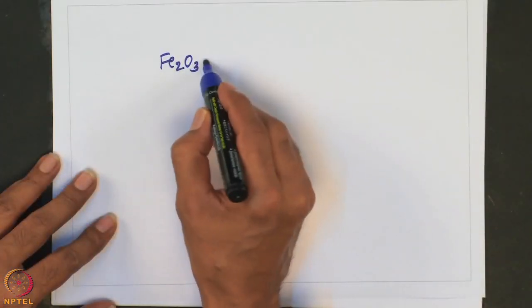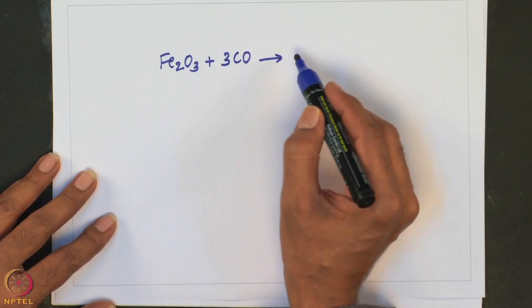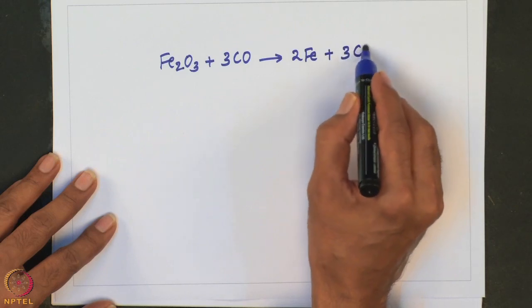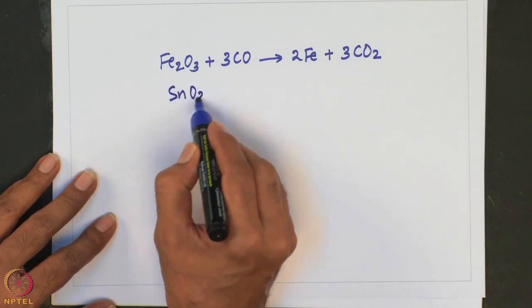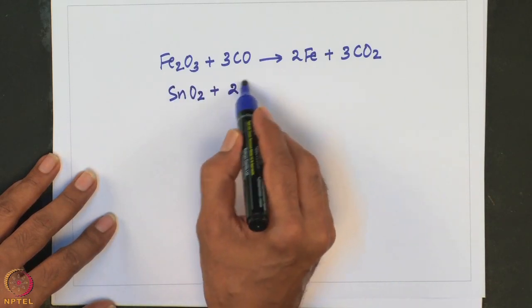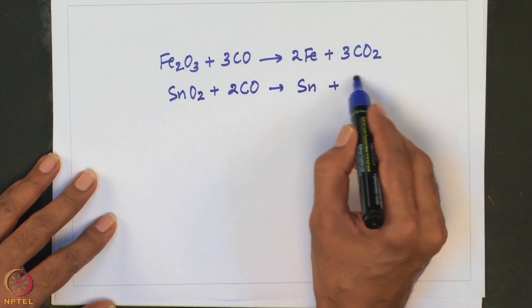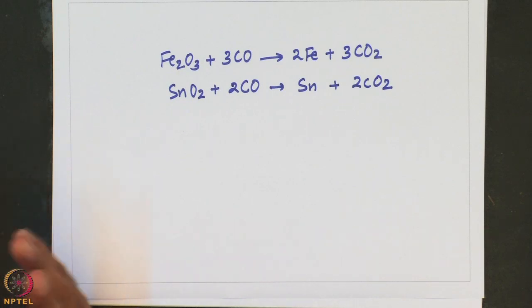For example, Fe2O3, when it is treated with carbon monoxide, is reduced to iron through the formation of CO2. In that process, CO will get oxidized. Similarly, SnO2, when it is treated with carbon monoxide, reduces to tin through the formation of carbon dioxide. So, this is where the utility of carbon monoxide comes in as a reducing agent in metallurgy for the extraction of metals from the corresponding oxides.